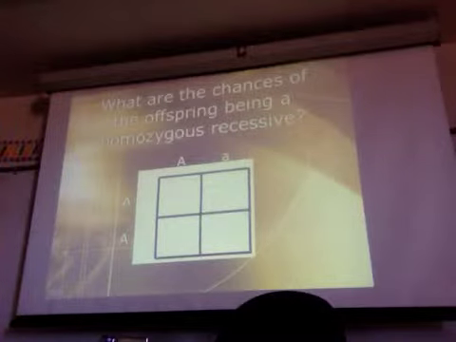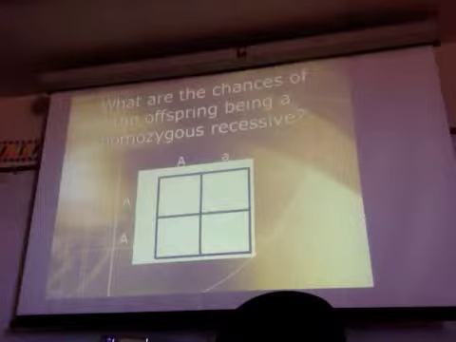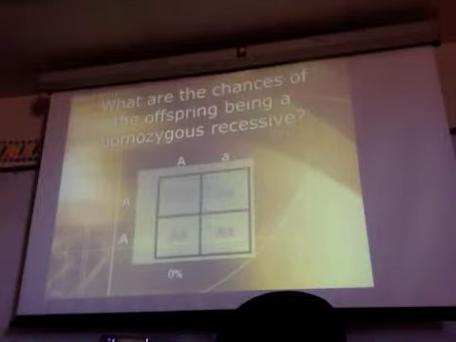0. Yeah, not possible because each parent would have to give a homozygous trait. The one parent doesn't have one. Zippo. Trick question.